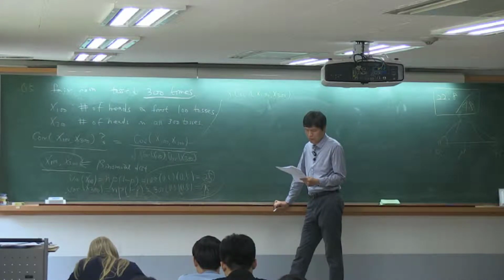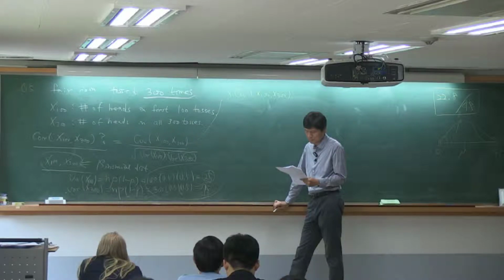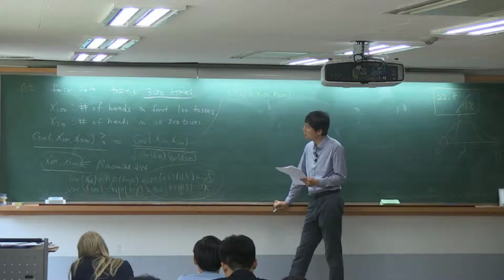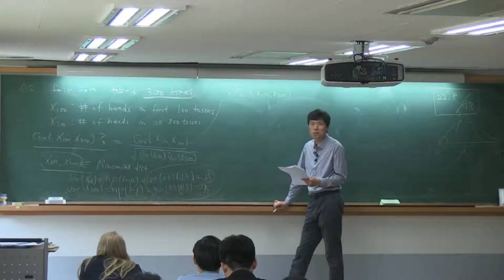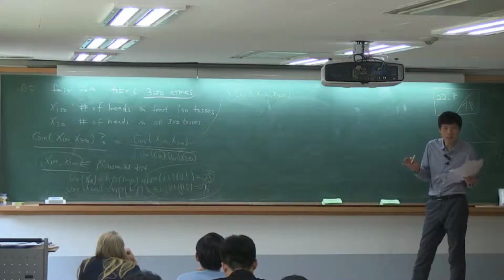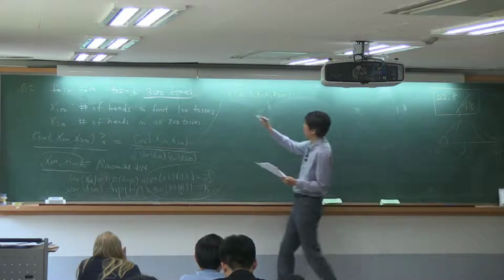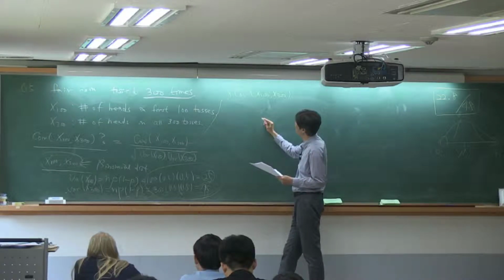Then how can we know the covariance of two random variables? So I will show you two solutions. Mathematics, as I told you, has many ways to solve the question. Many ways to solve the problem. So let's see covariance.